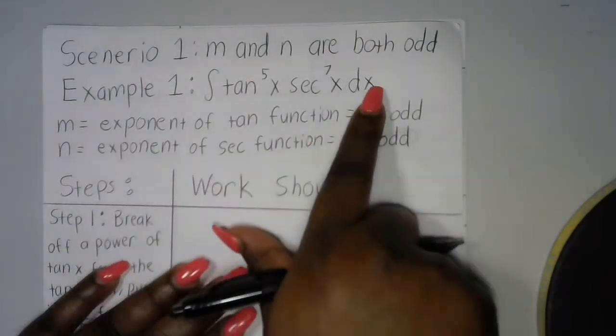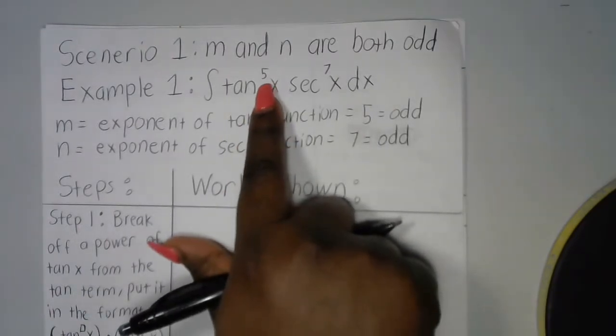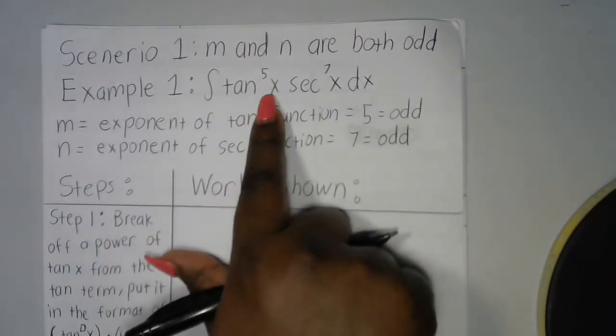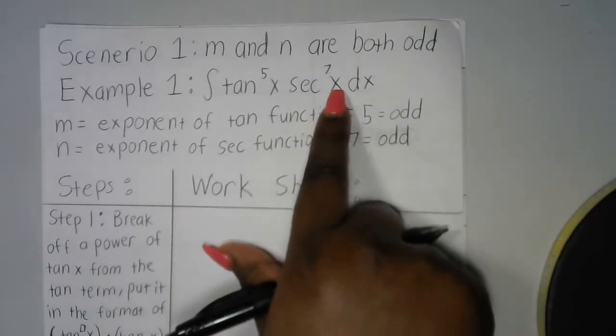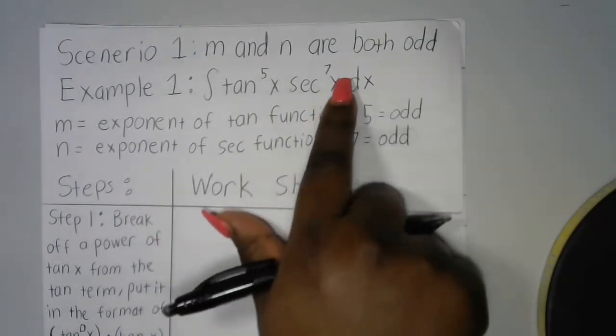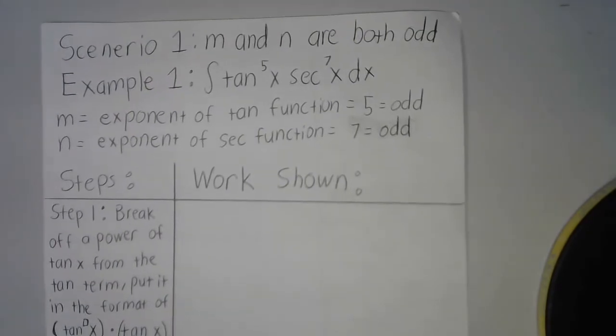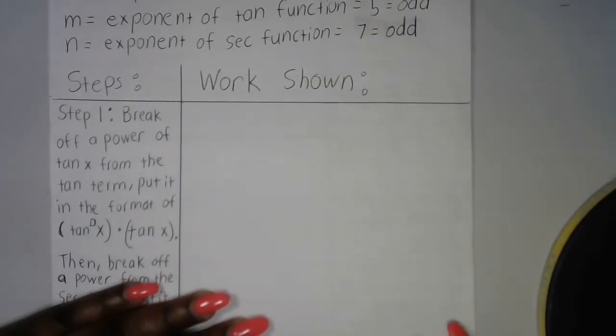So that would apply to scenario 1 because m, the exponent of the tan function, and n, the exponent of the secant function, are both odd, because 5 is an odd number and 7 is an odd number. Alright, so let's get started.